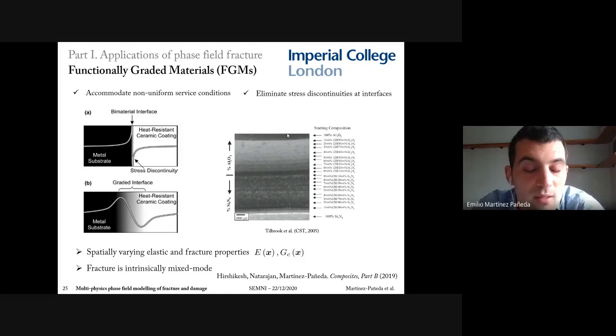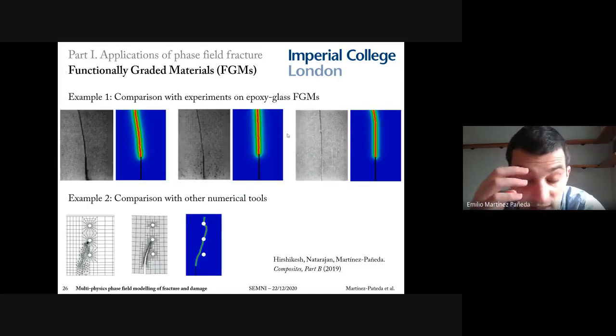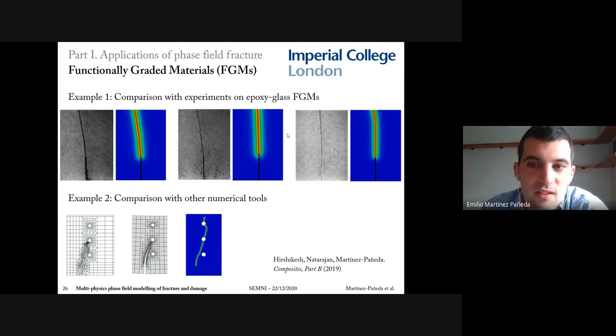So simple experiments lead to complicated crack trajectories. And the phase field is ideal for this. You can see in the top a comparison with experimental results, how the crack deflection is sensitive to degradation of the material. And in the bottom, you can see a classic computational benchmark. You can see that the phase field agrees well with the predictions from other methods, because it has the capability to predict crack nucleation from arbitrary locations.